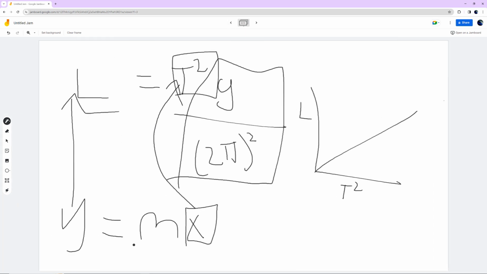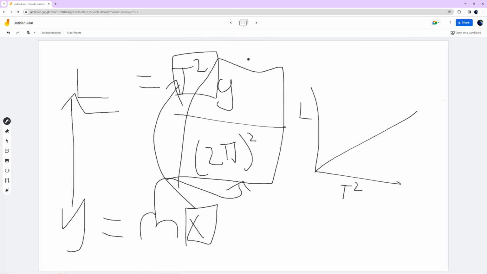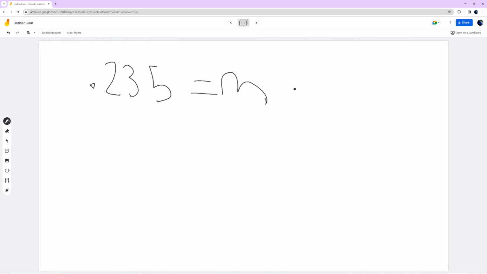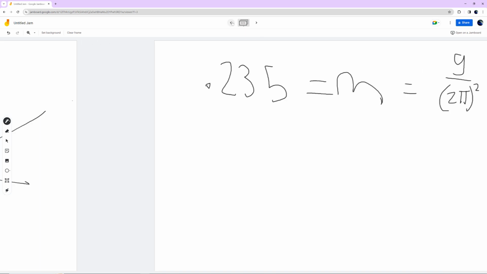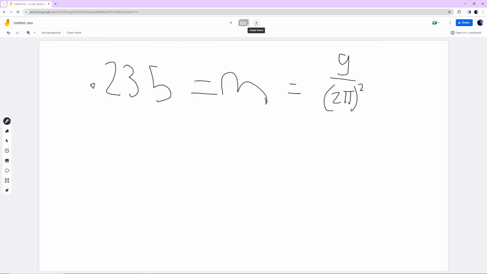But what else is m equal to? m is equal to this whole mess. And in this lab, he's asking us to experimentally check what gravity is. So this is basically g over 2 pi, that's all squared. Yes, g over 2 pi squared.